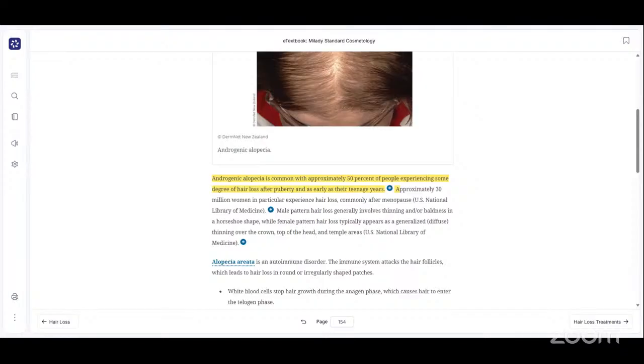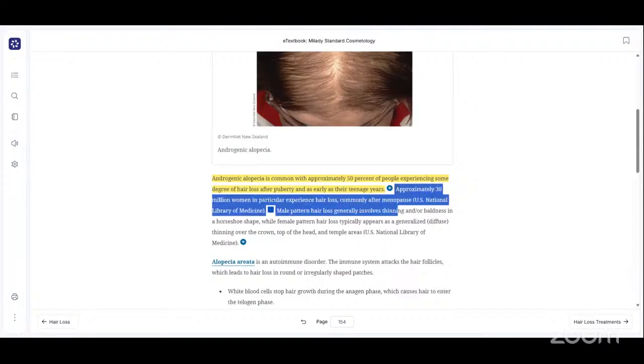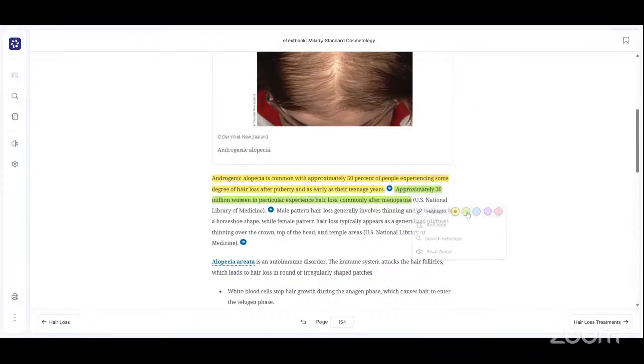Approximately 30 million women experience hair loss, commonly after menopause. There's another thing: you've got premenopause, menopause, and postmenopause. You can lose hair in all of these components.